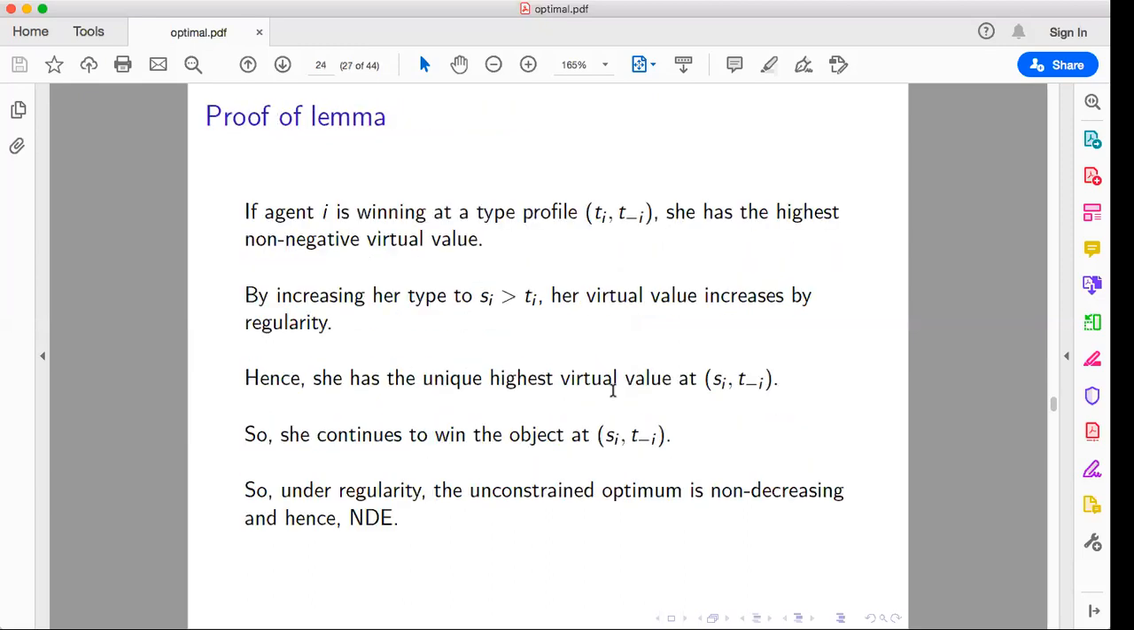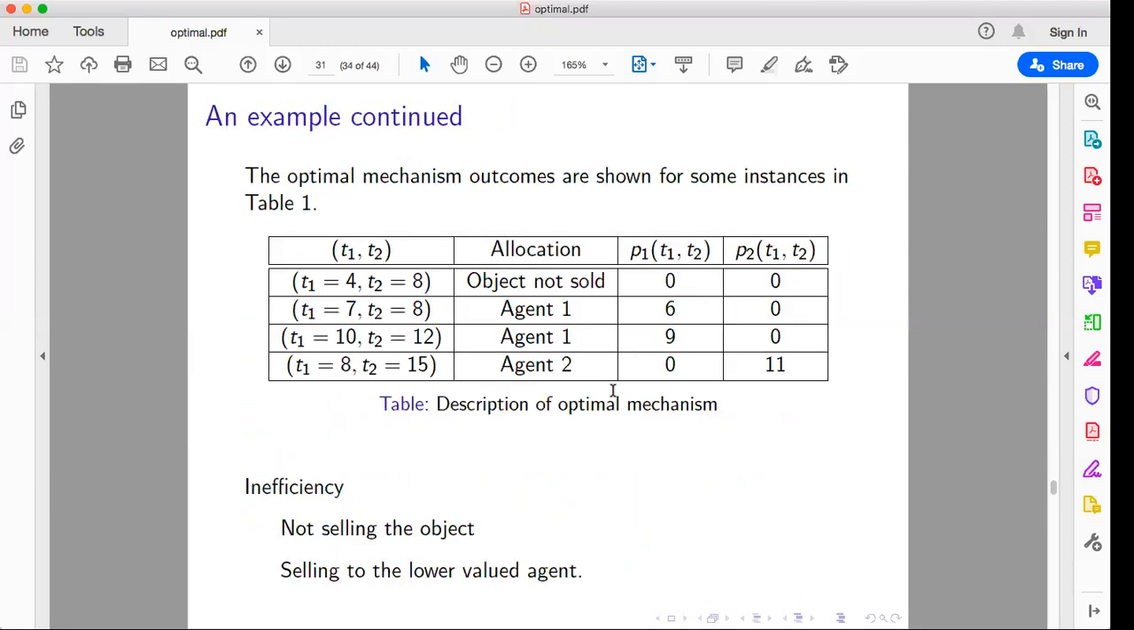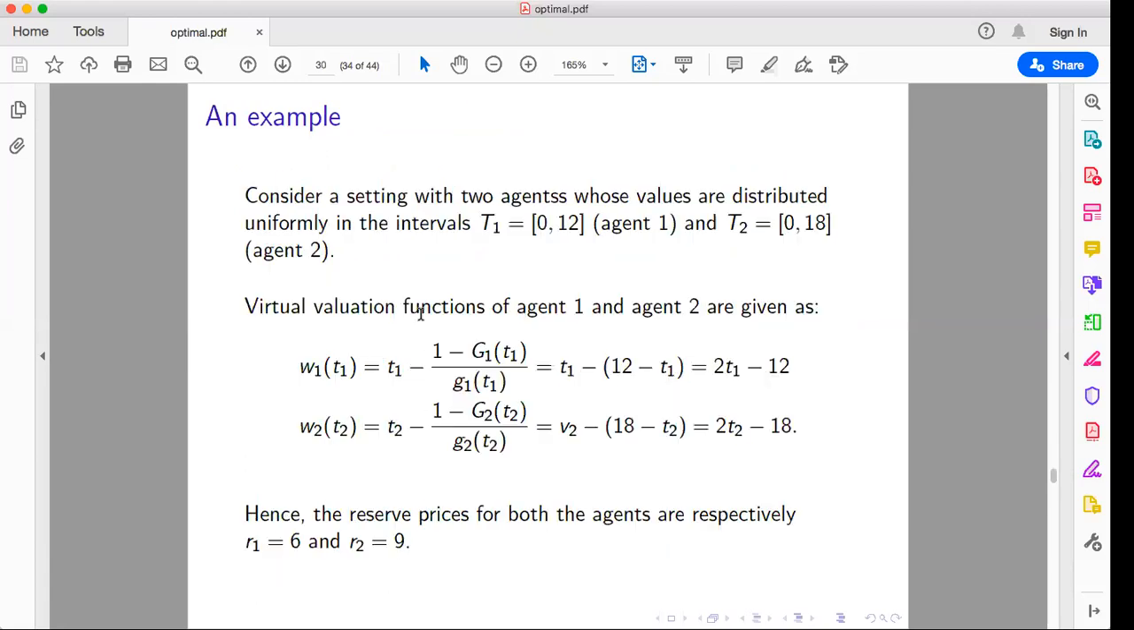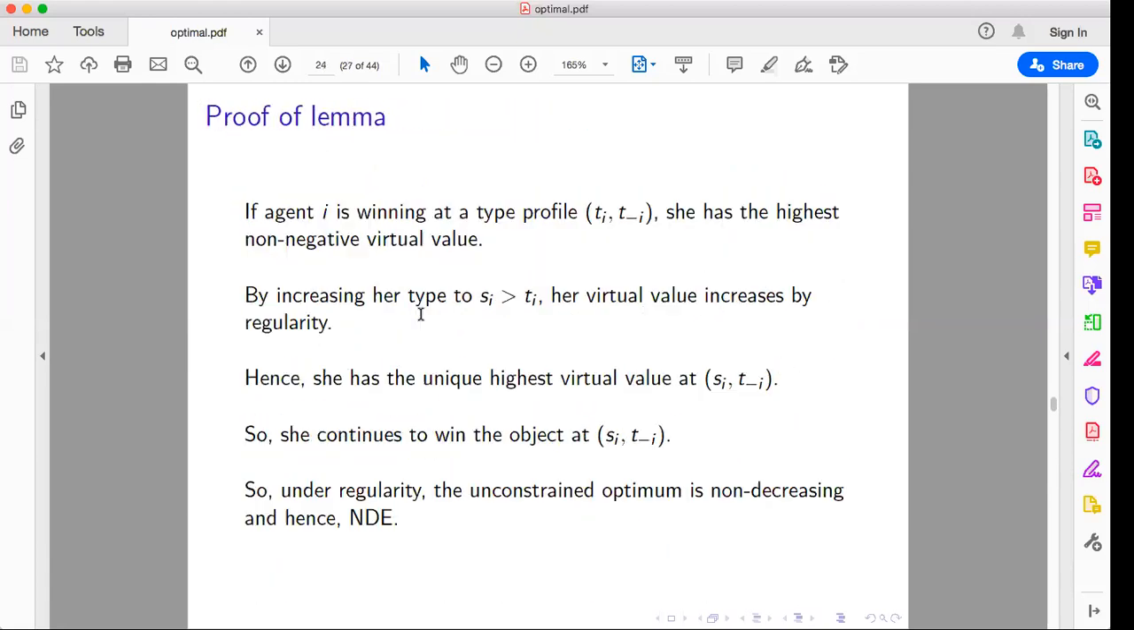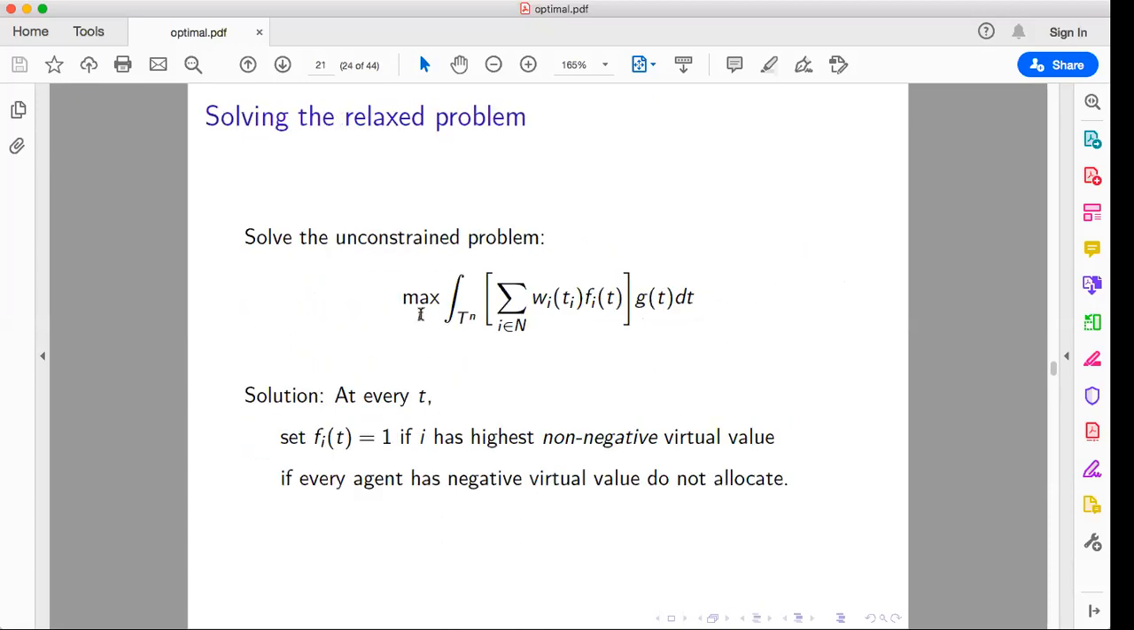right? So I think we saw it in that example here also, that here, for instance, 7 and 8, this type profile, agent 1 has a higher virtual value than agent 2. So even if you are forced to allocate the object at every type profile, you will not do a Vickrey auction if the agents are asymmetric.